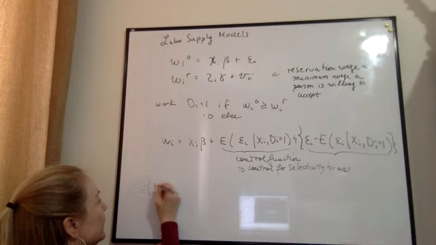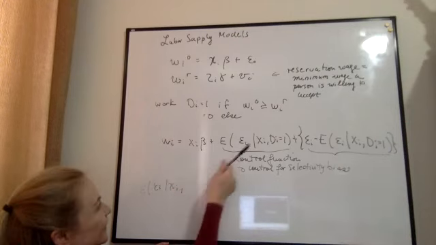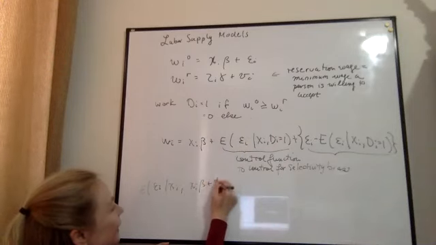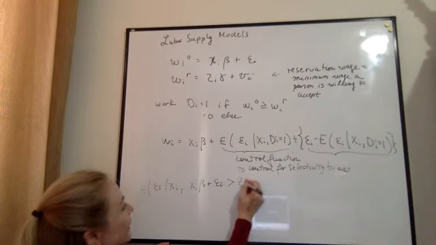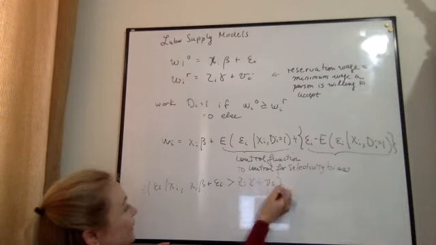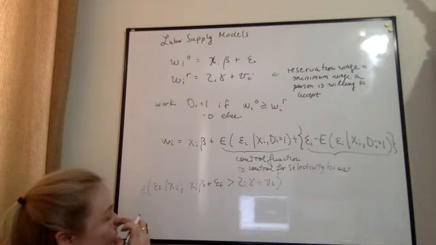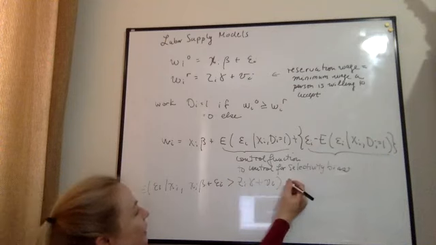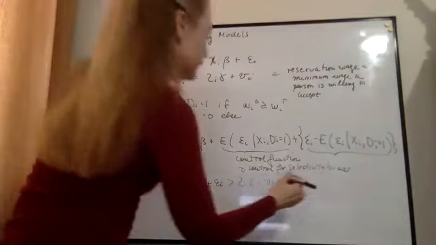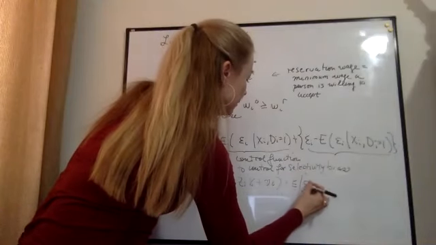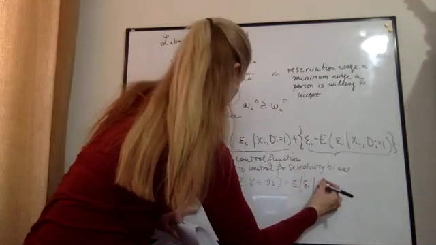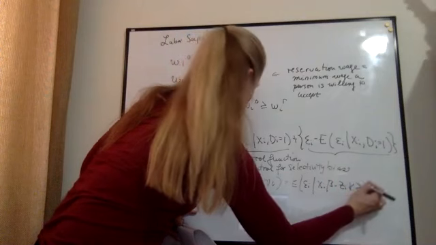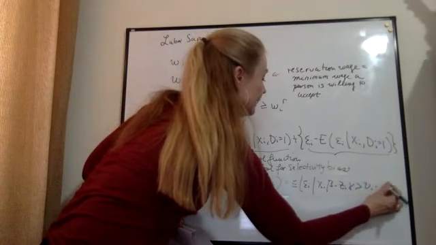So E of epsilon_i given x_i, d_i equals 1, in this case is x_i beta plus epsilon_i greater than z_i gamma plus v_i. That's what it means if d_i equals 1. It means your wage offer exceeded your reservation wage. Okay, and so we put all the observed variables on one side. So E of epsilon_i given x_i beta minus z_i gamma is greater than v_i minus epsilon_i.